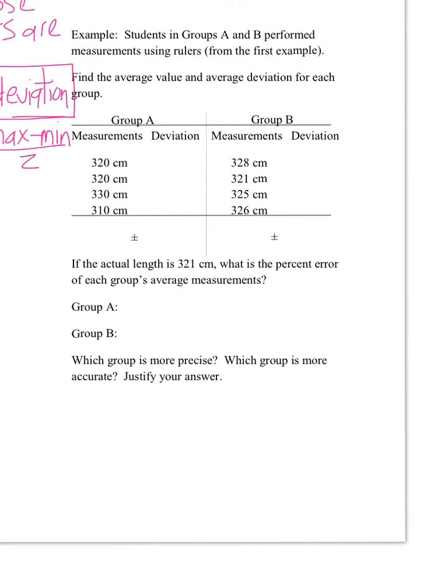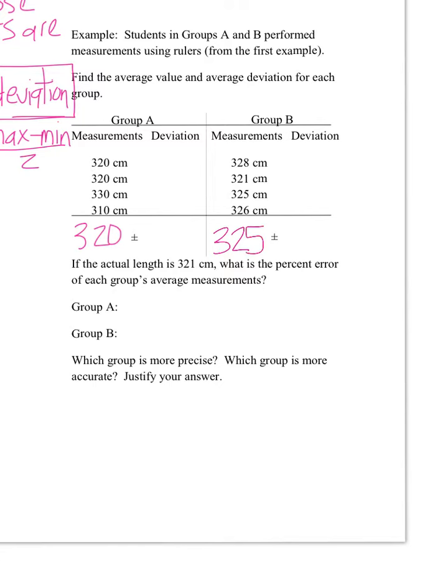So we have 2 groups making measurements using a centimeter ruler, Group A and Group B, and Group A comes up with, you can see here, these values. So we're going to calculate their average. We're going to add up all of these numbers, and we're going to divide by 4. And what we get is 320. That's their average. The average for Group B, when we add up these 4 values here and divide it by 4, we get 325.